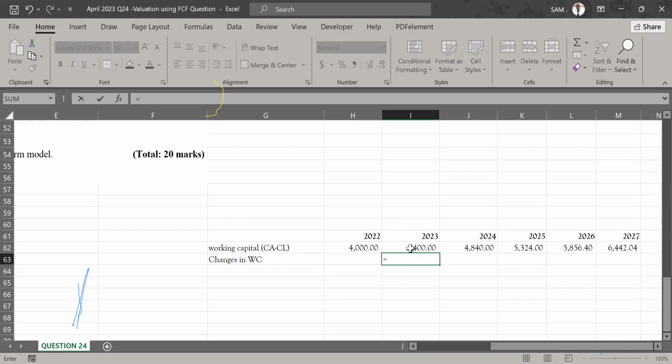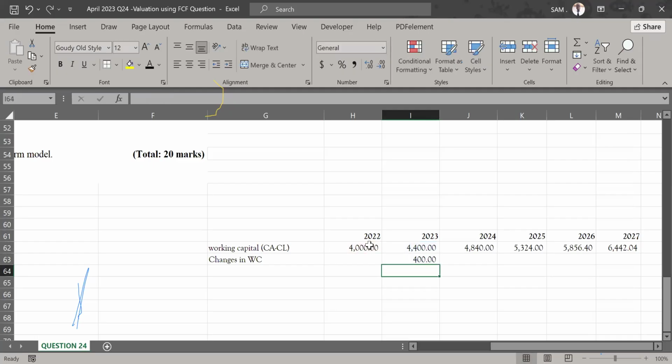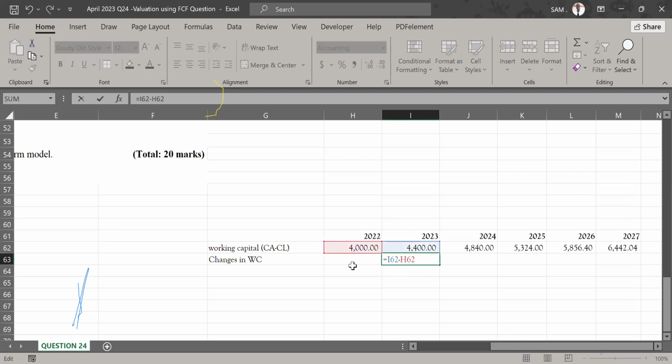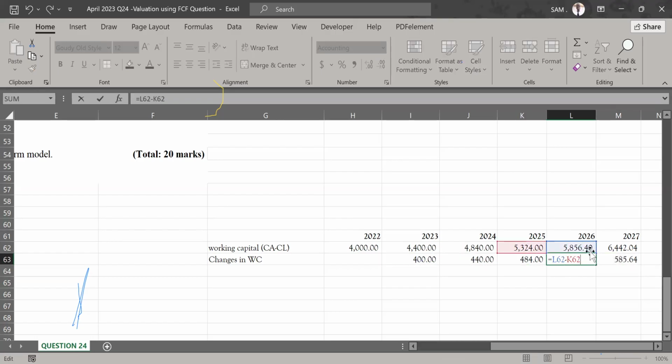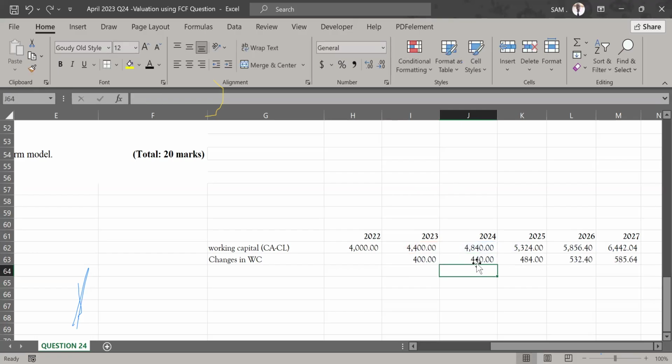The change is the working capital figure in the current period compared with the figure in the previous year. That is how we get the change in working capital. In this case, I'm having a change of 400. Because I've referred to it this way, I've given a pattern. I believe if I drag to 2027, it will pick the changes to the end, and we can confirm the 2026 one. In 2024 too, it is the current year's figure compared with the previous year's figure.